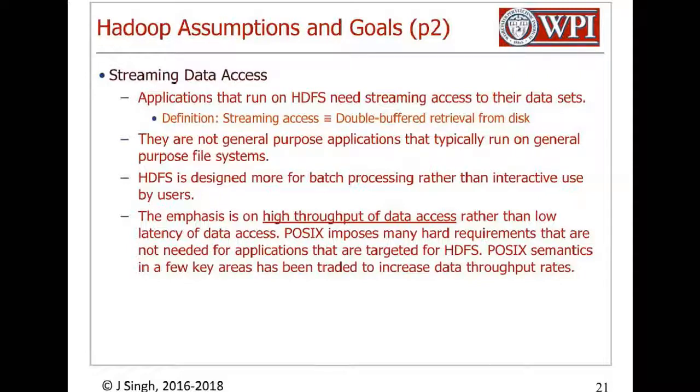And we want to keep things double buffered, which means there are 2 buffers in memory, one that's being filled from disk, a second one that is being processed, and as soon as both have been exhausted, we just flip them and keep going. So there's a lot of emphasis on reading the data continuously without having to reposition the read heads on the disk. It's all about high throughput of data access. And to support that, they had to make quite a few changes to Unix so they could read at the kind of speed they needed.